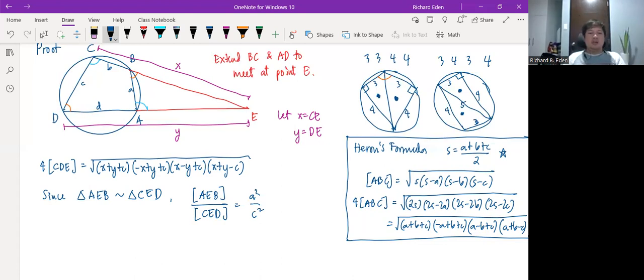Okay, and then maybe better to put CED on top since it's larger. CED over AEB, so we have c squared over a squared. But then CED is ABCD, which is what we're interested in, plus AEB.